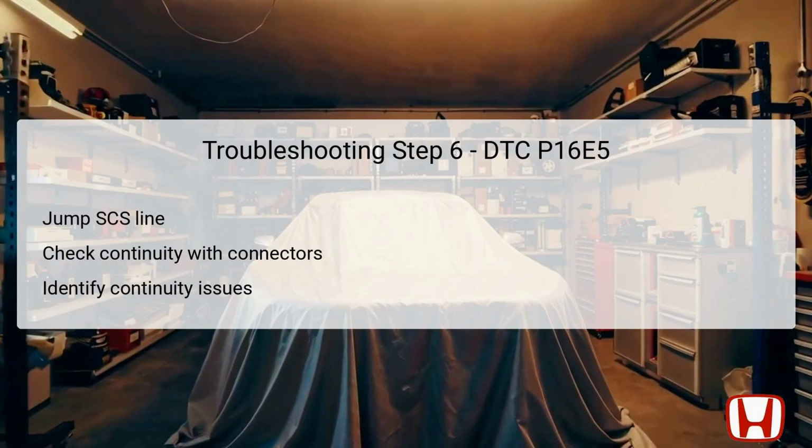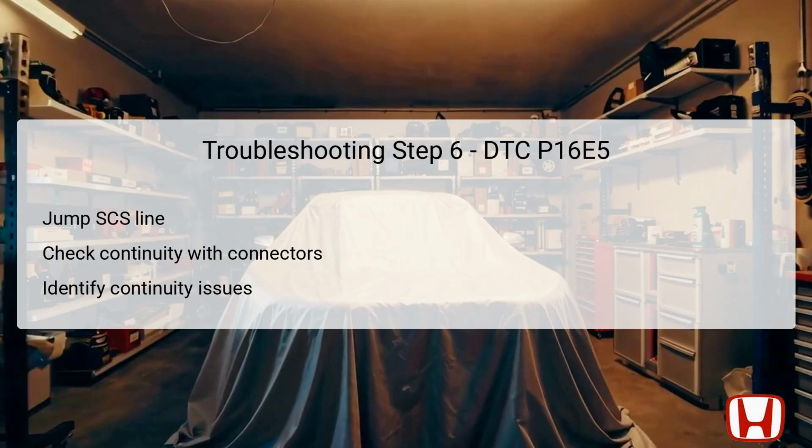In this step, use the HDS to jump the SCS (System Control Schematic) line and wait for over 1 minute to ensure the diagnostic system is primed for accurate continuity testing. The next action is to check for continuity between the DC-DC converter connector A terminal number 1 and the body ground. This is done by systematically disconnecting each connector one at a time, including the alternator, PCM, 12-volt battery sensor, and both shutter grille connectors.